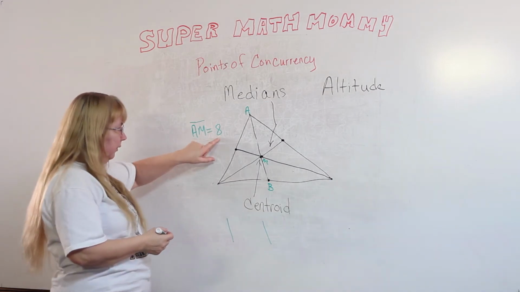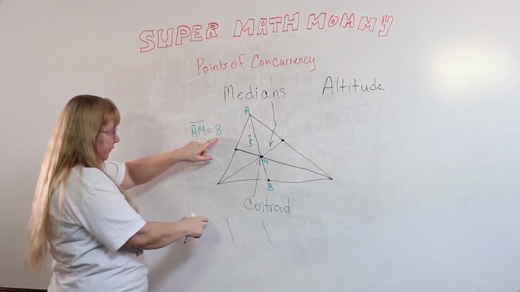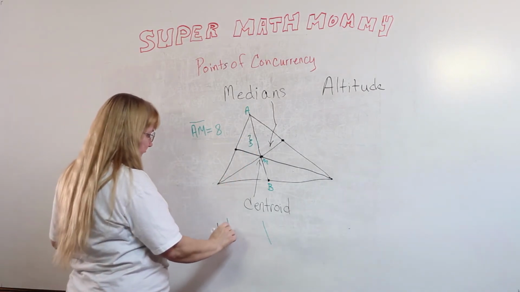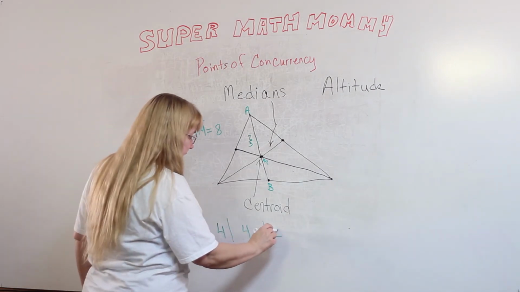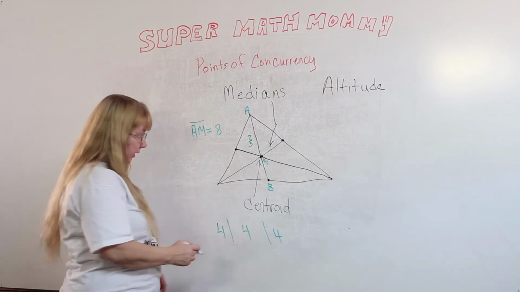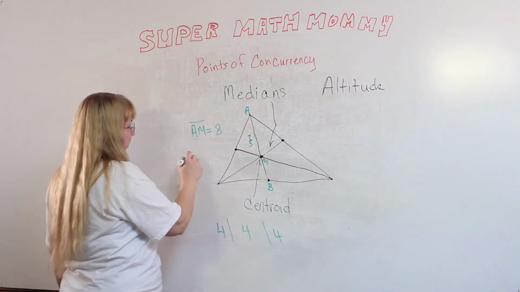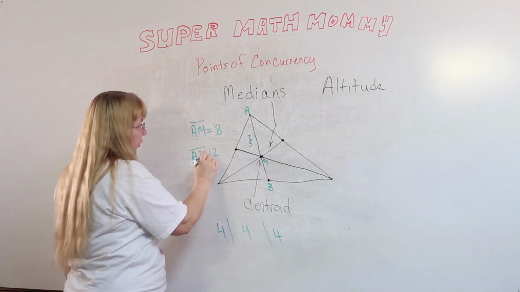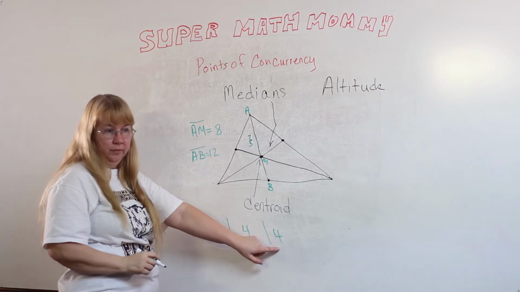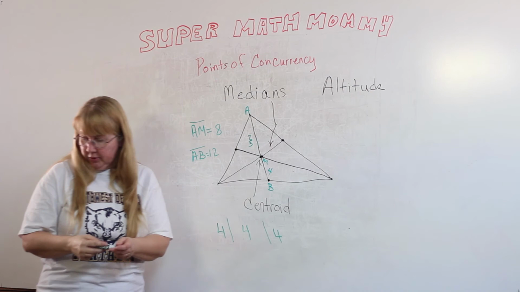Well, AM is going to represent 2/3 of the line. So if I divide it in half, that'll give me 4. So I put a 4 here and a 4 here. And I have to have the same number here, so I'm going to have a 4 here. So my total line then would be 4 plus 4 plus 4, or 4 times 3, which would be 12. So my line AB then is going to be 12. And of course, this segment is going to be the other 4 here. Okay, so that's centroids.